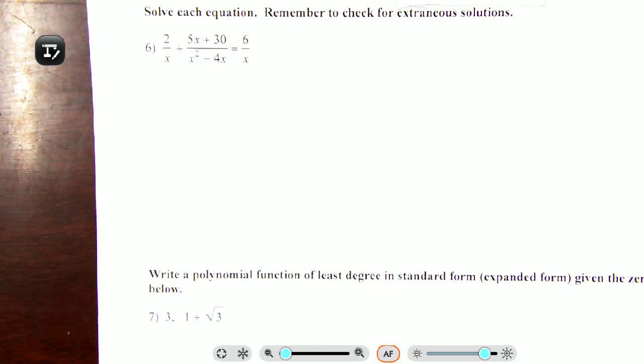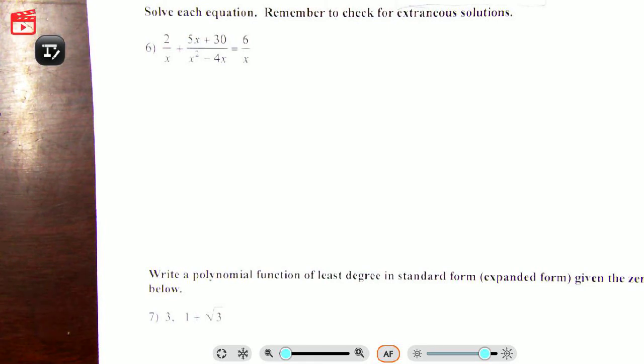So we're going to continue with number 6. Number 6 is solve each equation. Remember to check for extraneous solutions. Now, extraneous solutions is if you get an answer, but you plug it back into the original equation and it gives you the denominator of 0, which of course we can't have a denominator of 0. Therefore, the solution is extraneous, but we have to worry about that towards the end.